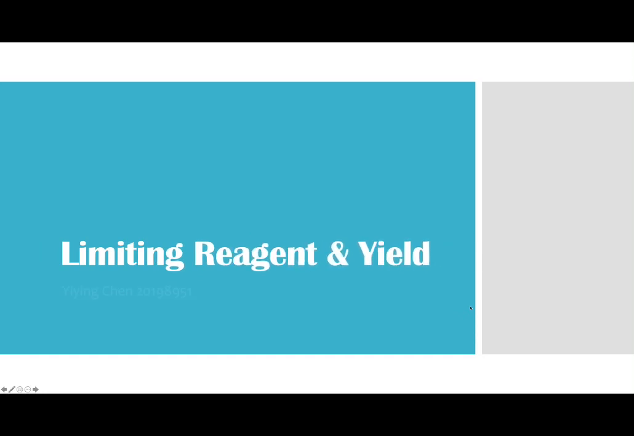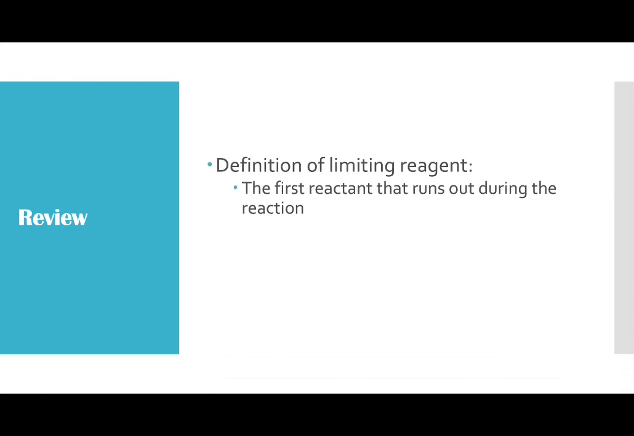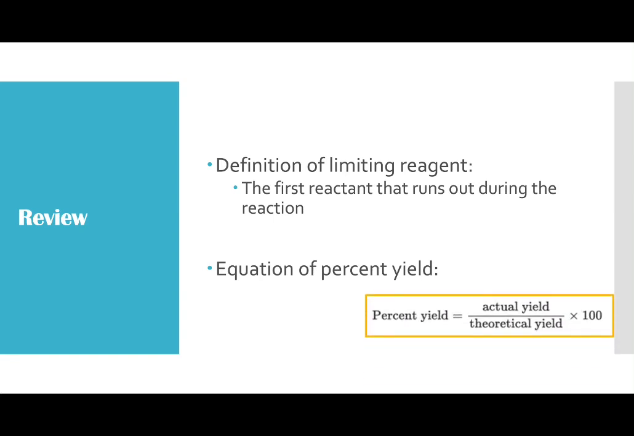Everyone, I'm Yiying Chen, and today I'm going to introduce the topic of limiting reagent and yield. So firstly, let's review some of the information that has been introduced in the lecture. The definition of limiting reagent is the first reactant that runs out during the reaction. Then we also learned the equation of the percent yield. Percent yield equals the ratio of actual yield and theoretical yield.